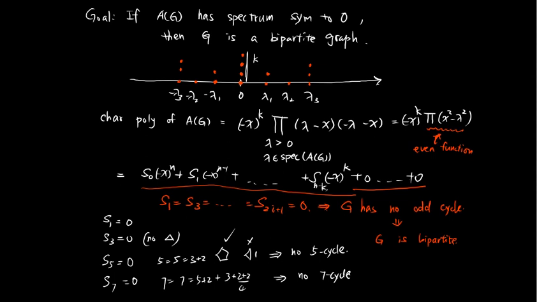So, in conclusion, a bipartite graph has its eigenvalues symmetric to 0. The other way to state this behavior is through the characteristic polynomial: it has S1, S3, S5 all equal to 0, and maybe some zeros in the end. The key is that all the odd terms are equal to 0. And by using these odd terms equal to zero, you realize that there is just no odd cycle. So G has no odd cycle, so G has to be a bipartite graph. So all the conditions are equivalent.